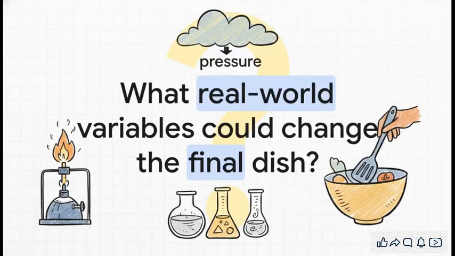So here's the big takeaway. The next time you see a balanced chemical equation, remember, that's just the ideal recipe. It's the blueprint. But in the real world, other things, variables like temperature or pressure, or even just how you mix things, can totally change the final dish. The recipe is where you start, but mastering those variables, that's where the real chemistry begins.